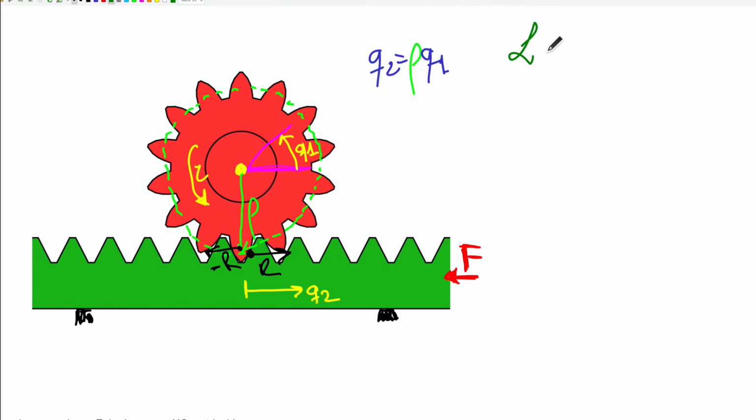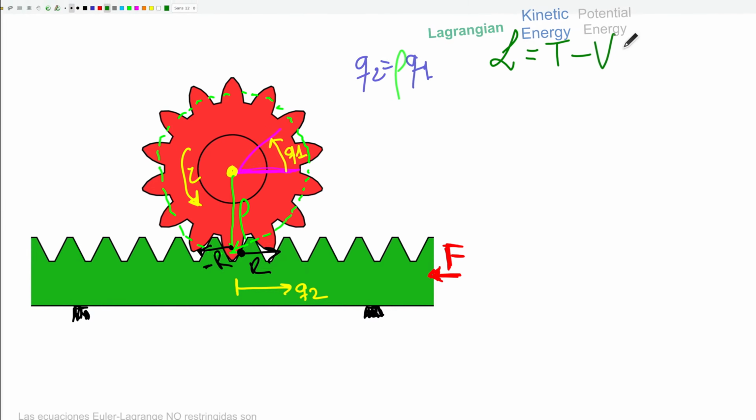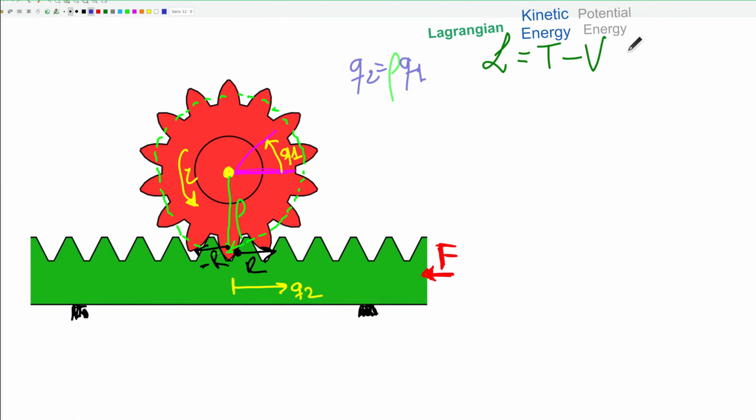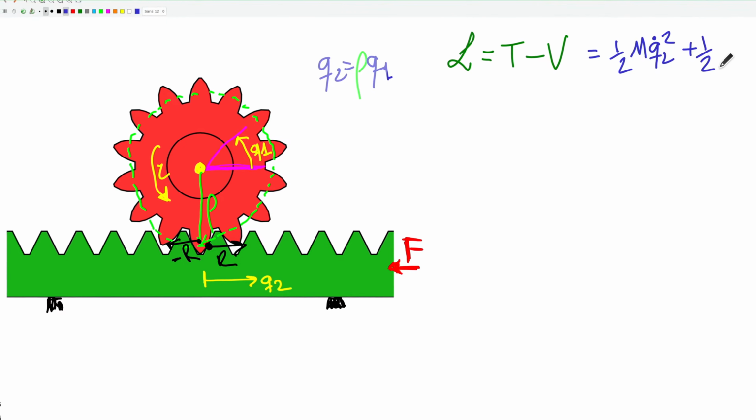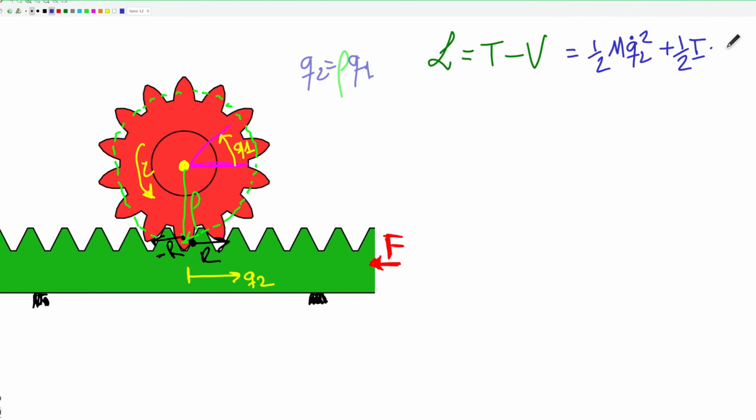There is something called Lagrangian, which is kinetic minus potential energy, and in this case, as there are no springs storing potential elastic energy and there is no vertical movement against the gravitational field, so no potential gravitational energy, then V potential energy is 0, and the kinetic energy, capital T, will be 1/2 of mass times velocity squared, Q dot 2 squared, plus 1/2 moment of inertia times angular velocity squared, Q1 dot squared. So this is the Lagrangian.